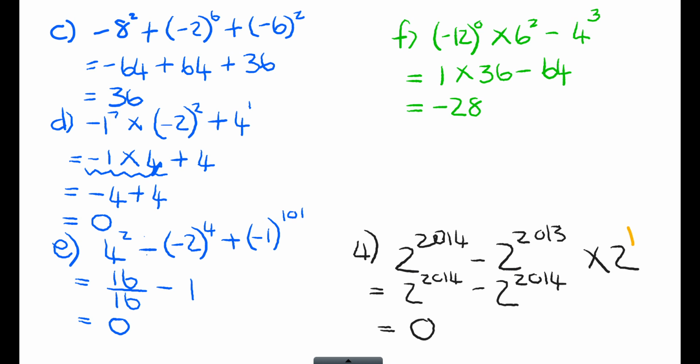So, they didn't want you to go and work it out. What they wanted you to see is that these two things were the same. So, if I have that and minus the same thing, that is why I get 0. Are you guys good? Yes, ma'am. Okay.